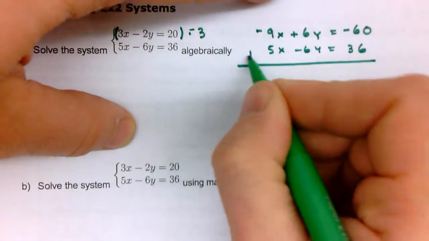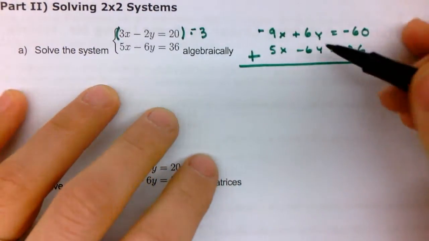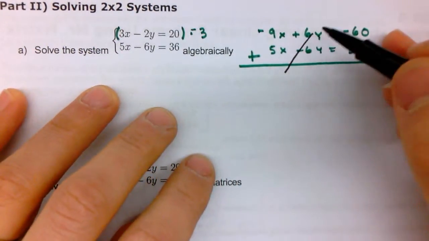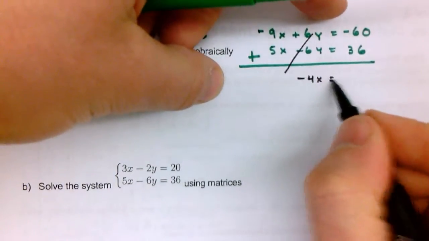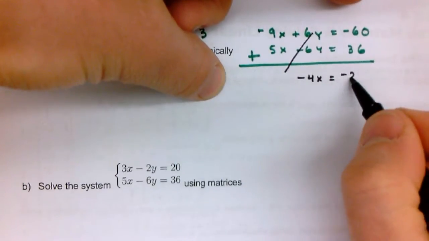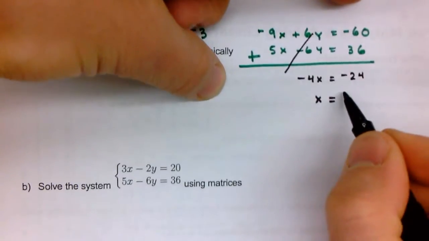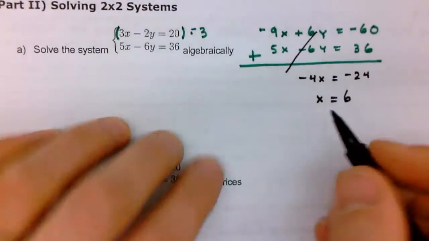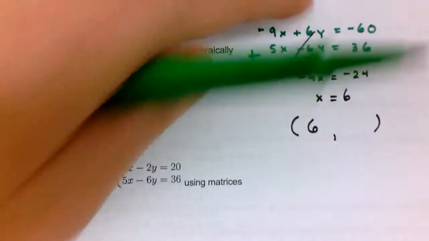And you take those two equations and you add them together. Remember that stuff? Okay. So our 6y's, when we add together, they go away, and what we're left with is a negative 4x and, what's that going to give us? Negative 24. So x is equal to 6. All right, so we want a point where x is 6.